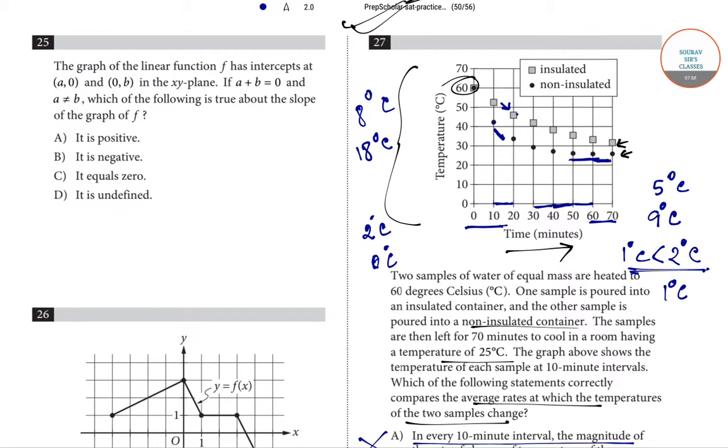Question number 27 was basically nothing but looking at the graph very carefully to infer our conclusion and to choose the correct option from the given 4 options. So this was question number 27.